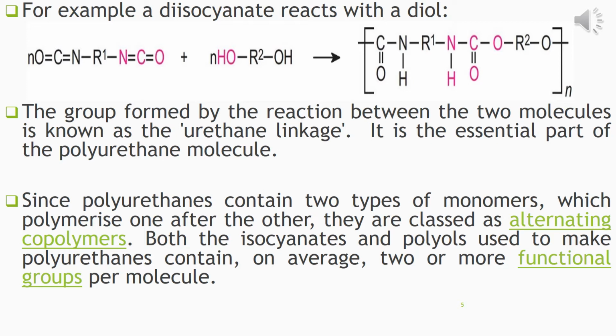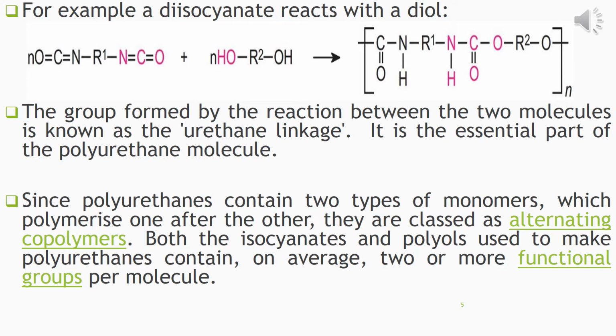polyurethanes contain 2 types of monomers which polymerize one after the other. Like first you can see there in the product, first there is isocyanate group, then there is a diol group. Like you can see the isocyanate group, carbonyl, NH, R1, NH, carbonyl, oxygen, then this one oxygen is of the alcohol, then R2 and then O. They are polymerizing one after the other, so they are classified as alternating copolymers.